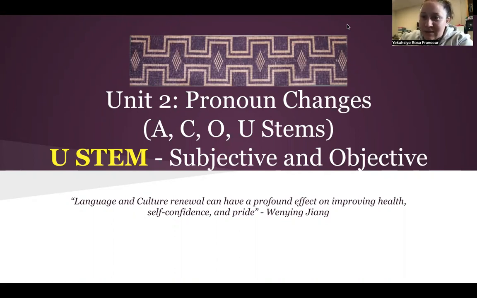So this is the U stem. It's going to cover the subjective and objective pronouns. So let's get into it. Hopefully you are becoming more familiar with the patterning system of every stem, and so this should go by a little bit easier, a little bit quicker as you're more familiar with it.